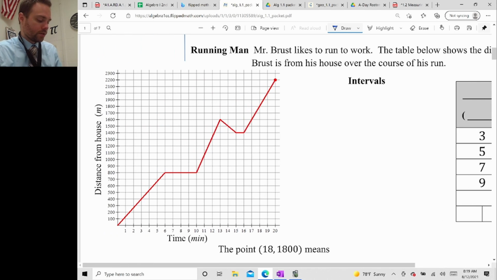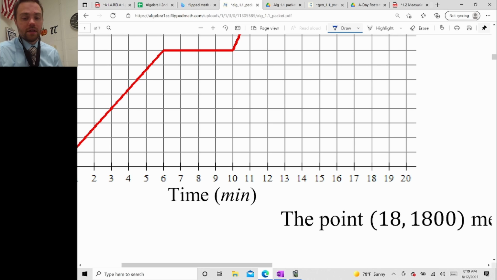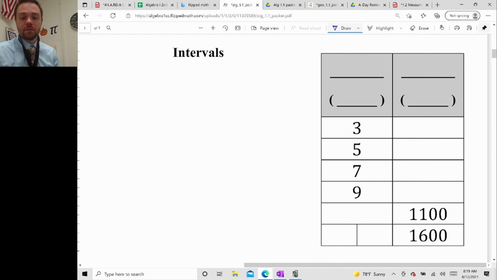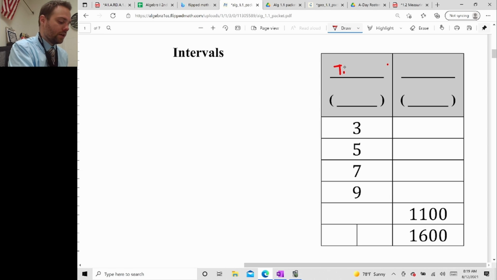So the first one we're going to look at is the x-axis. If you look at the x-axis, it's labeled as time in minutes. So we want to know both the unit and what the variable is. So the input is time, and the unit is minutes.